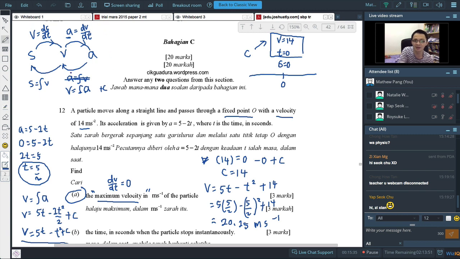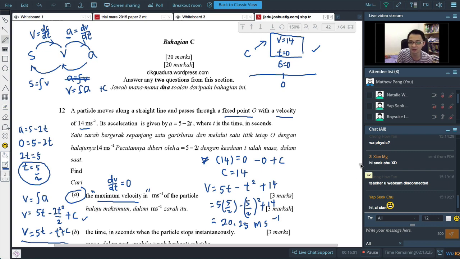So you will need to have some simple integration. You need to understand about simple integration law. Then you will know you have plus c. Then you use this information to find c. Then you just substitute your time into here. Of course, over here, you also need to understand what is the meaning for maximum velocity. Maximum velocity just means differentiate v, you will get 0. Okay, I will move on to the next part.